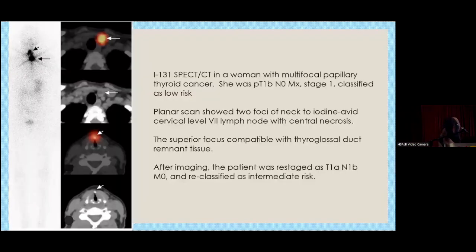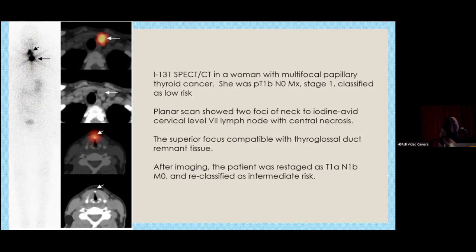Now, another example, iodine SPECT-CT carried out in a woman with multifocal papillary thyroid cancer. Initially, the staging is pT1b, N0, MX, stage 1, so classified as low risk. But when we did the planar whole body scan, there are 2 foci of uptake in the neck. So we need to differentiate whether this is actually remnants, lymph nodes, or something else.